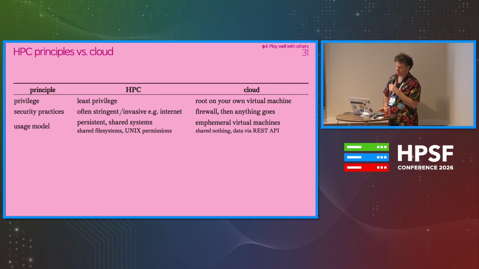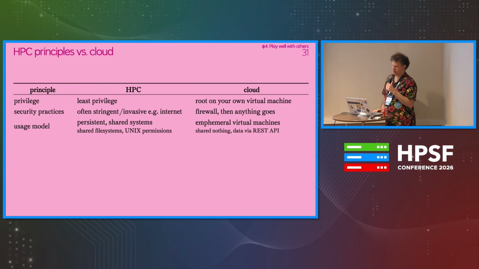Usage model, right? So HPC is used to persistent shared systems, right? You log into the front end, there's 20 other people logged in. HPC has shared file systems. We use UNIX permissions to separate folks' data from one another. Cloud, you have virtual machines that are ephemeral. They appear when you need them, they disappear when you're done. They don't share anything unless you set it up during your own initialization process. And there's various data access things that are done over HTTP in one way or another, right?